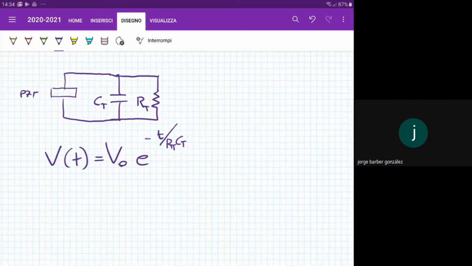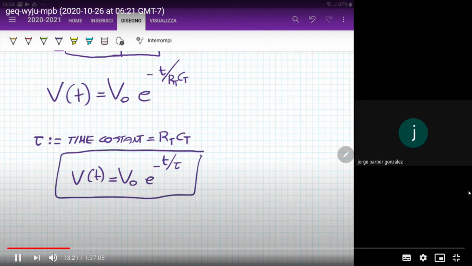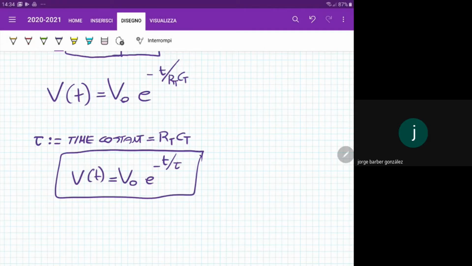By the way, we define tau as the time constant, this product RT times CT, so that the previous equation could be rewritten as V of t equal to V0 e to negative t over tau, and that is very important for our analysis.